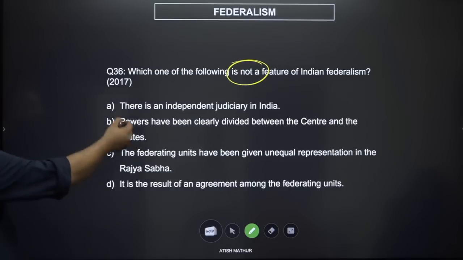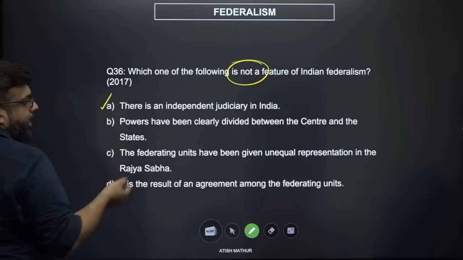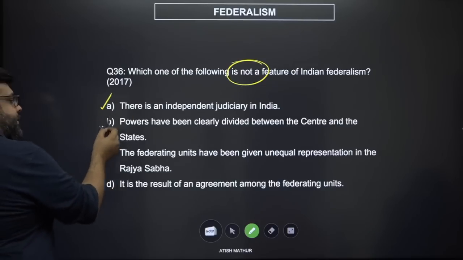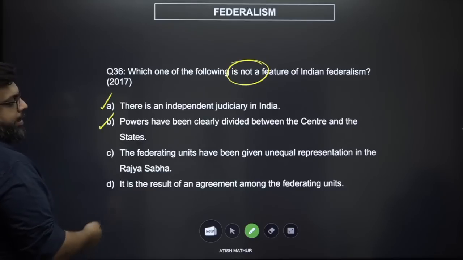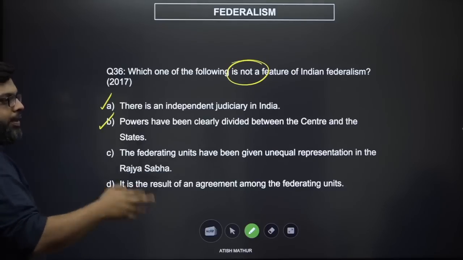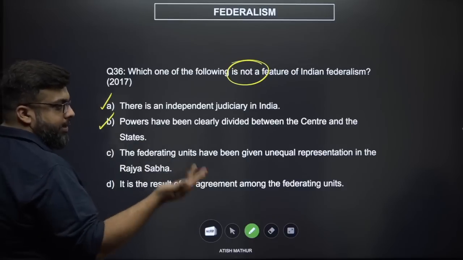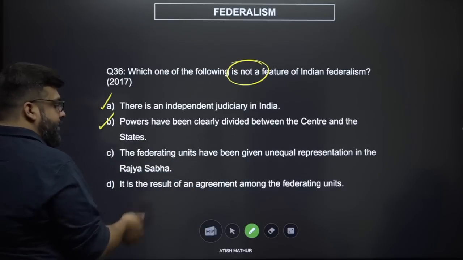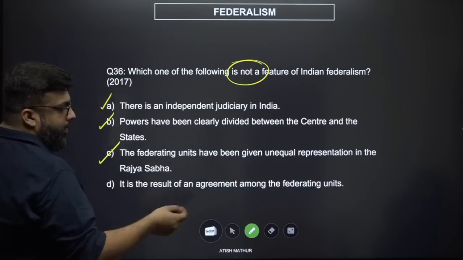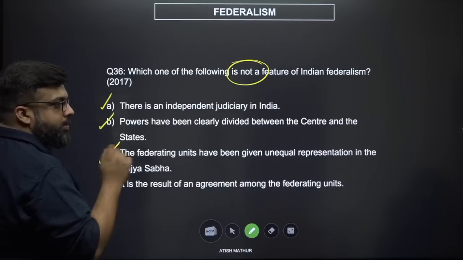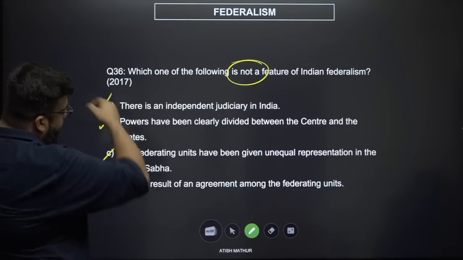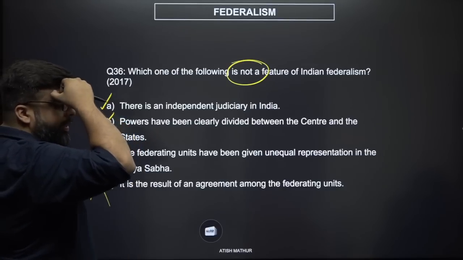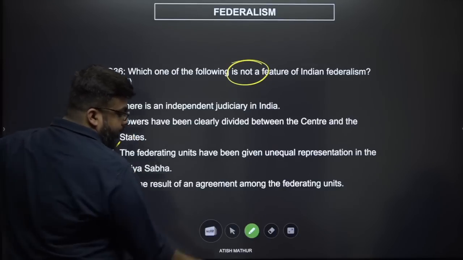Now, is there an independent judiciary? Yes, there is. Powers have been clearly divided between center and states. Yes, schedule number 7. Federating units have been given unequal representation. Yes, UP has more Rajya Sabha seats than, let us say, Goa for that matter. It is the result of an agreement amongst the federating units. No, that is not the case. That's what happened in the US. So this is wrong. A simple elimination, because the 3 are more appropriate than the 4th. The answer to this would be D.